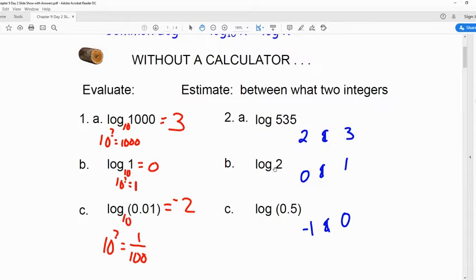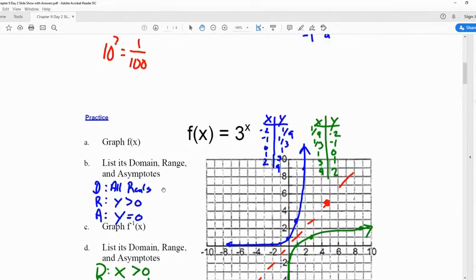Again, if we make a little list, 10 to the 0 is 1, 10 to the 1 is 10, and 2 is between 1 and 10. So my answer would be between 0 and 1. And then log 0.5. I would think about 1/10 being 10 to the negative 1, and 1 being 10 to the 0. So I'm between 1/10 and 1 for the argument of the log. So my answer would have to be between -1 and 0. Again, making a list of powers of 10 is a good way to think about that one.